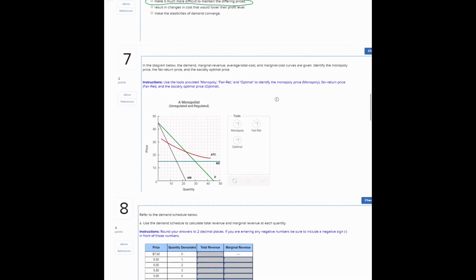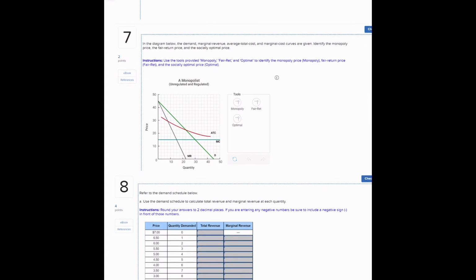Number 7, in the diagram below, the demand, marginal revenue, average total cost, and marginal cost curves are given. Identify the monopoly price, the fair return price, and the socially optimal price.